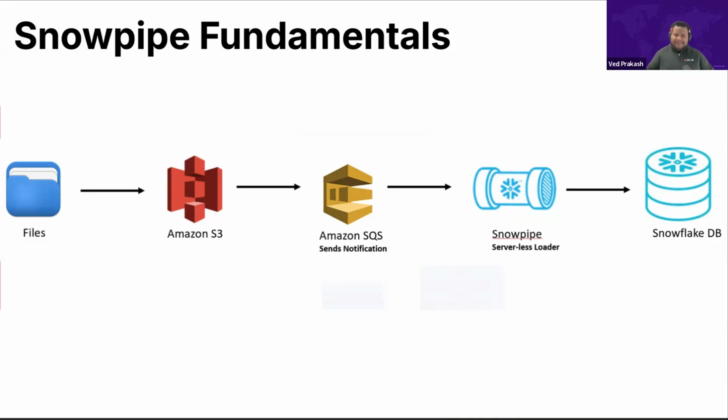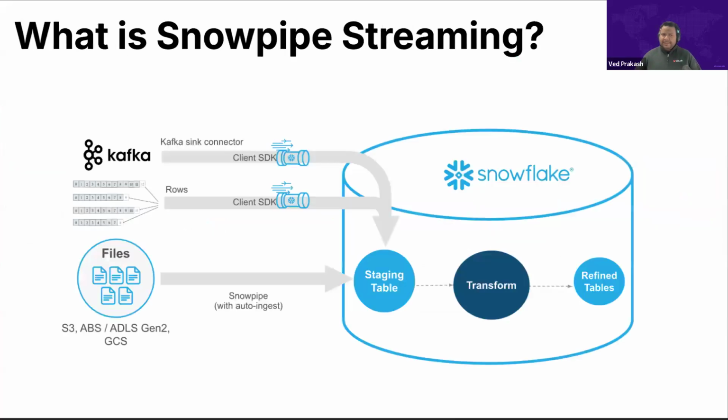But this had a lag. It is very close to real time, but it's not real time. It does not work on streaming datasets, right? It has a batching step which happens. So that's where they introduced the concept of Snowpipe streaming.